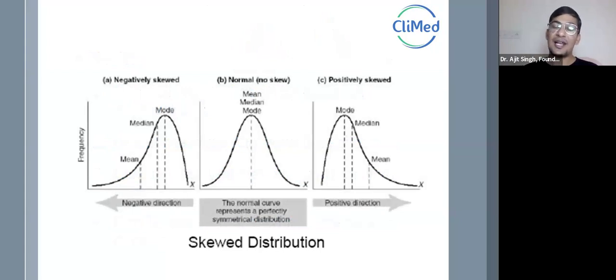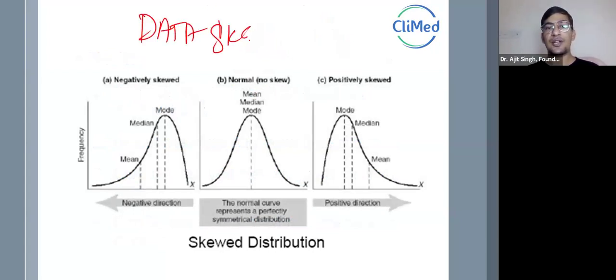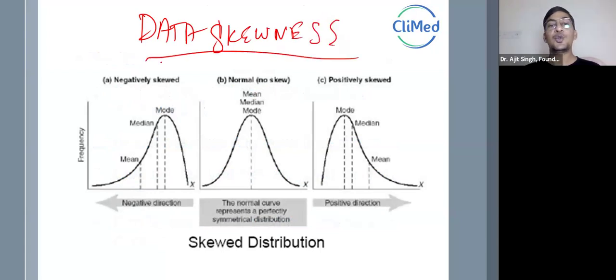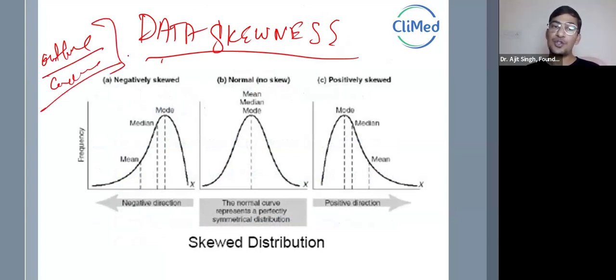Now, as I told you about extreme values and extreme data, there is one thing called skew, data skewness. Skewness is what? When your data is perfectly distributed, it means there are no outliers and no extreme values, so that data is normally distributed. This is helpful in deciding which central tendency we have to go for, mean, mode or median.